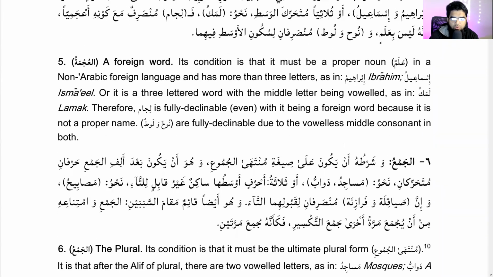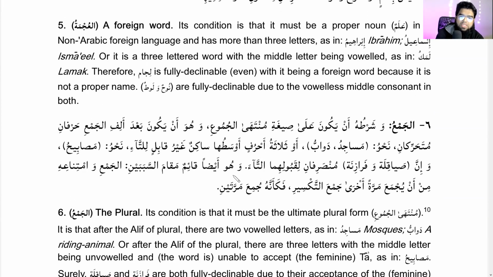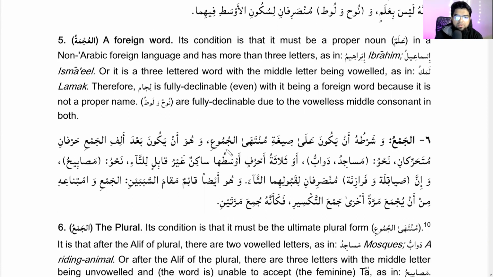Then we have al-jam'u. وشرطها أن يكون على صيغة منتهى الجموع. So any plural, will it be a diptote? No, it should be on the pattern of منتهى الجموع, the ultimate plural form. Muntaha means ending, right? Intaha yantahi. And muntaha al-jumu', it should be on the pattern of the ultimate plural form.